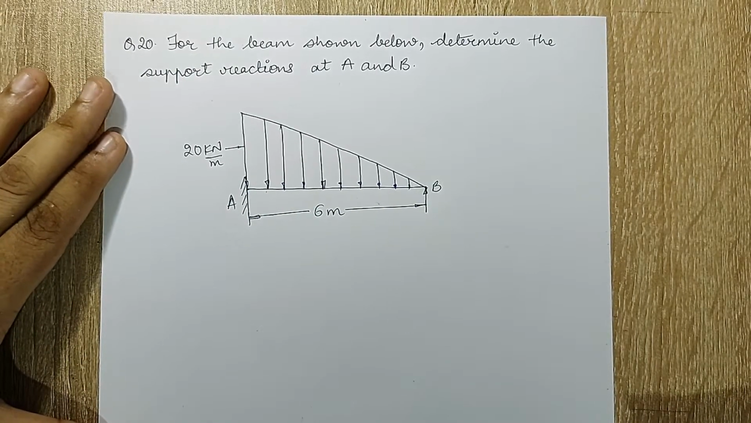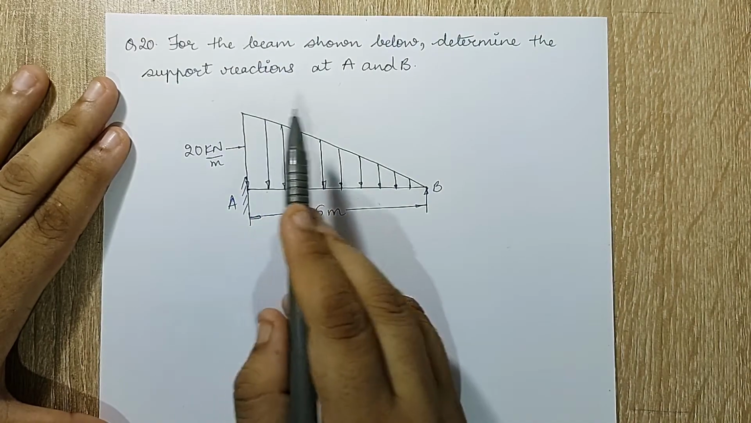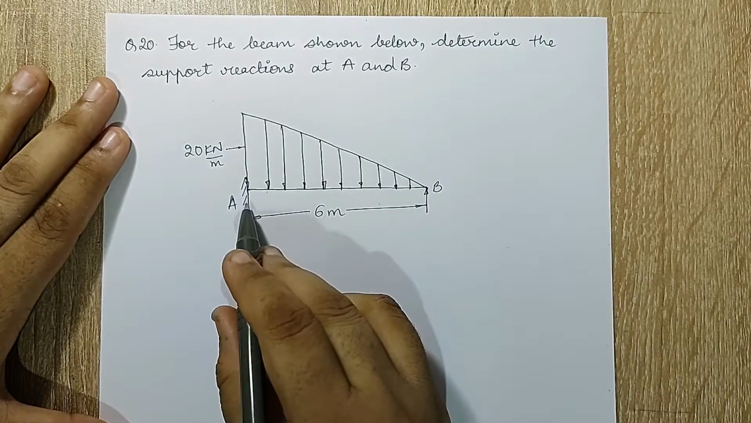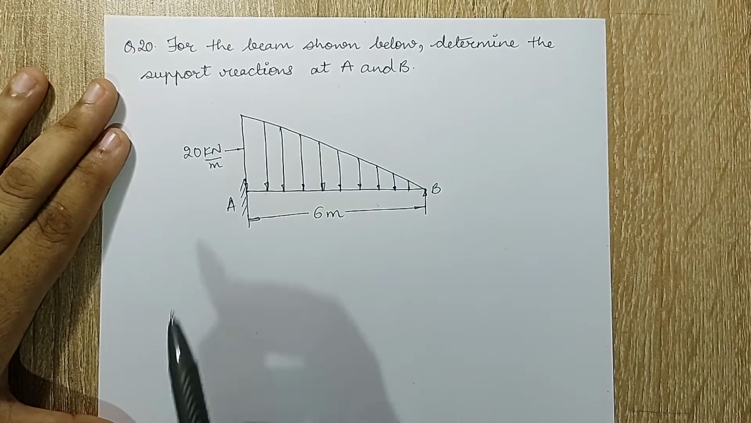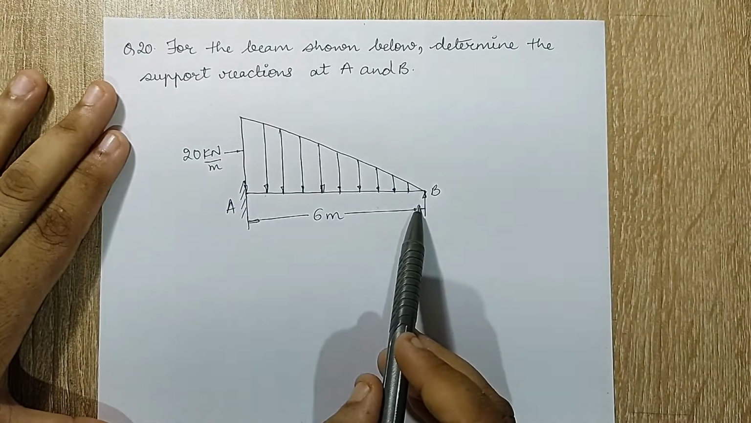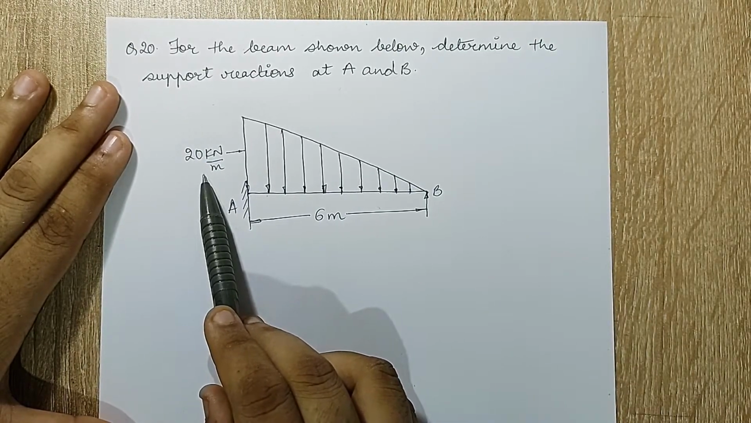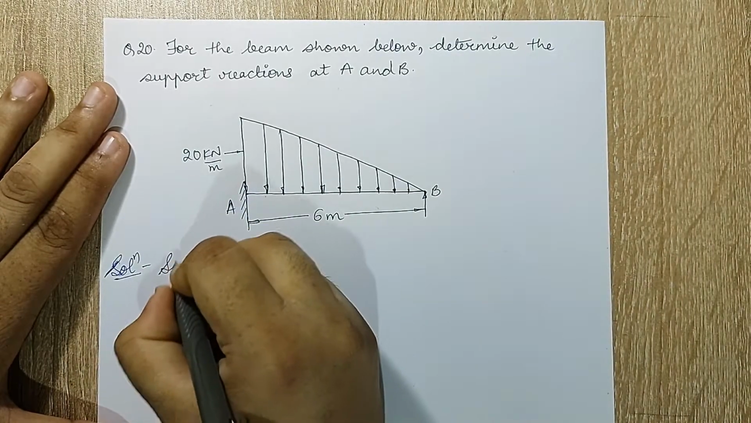In this session, I am solving a question of beam element which is under the effect of UVL. For the beam shown below, determine the support reactions at A and B, which means I have to calculate the reaction forces at A and B. The length of the beam is given as 6 meter and the maximum load is given as 20 kilonewton per meter. I'll first start with discretization, which is my first step.